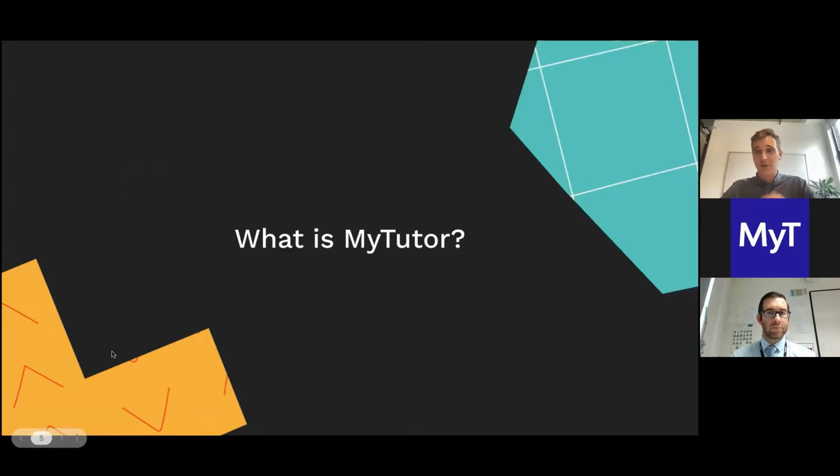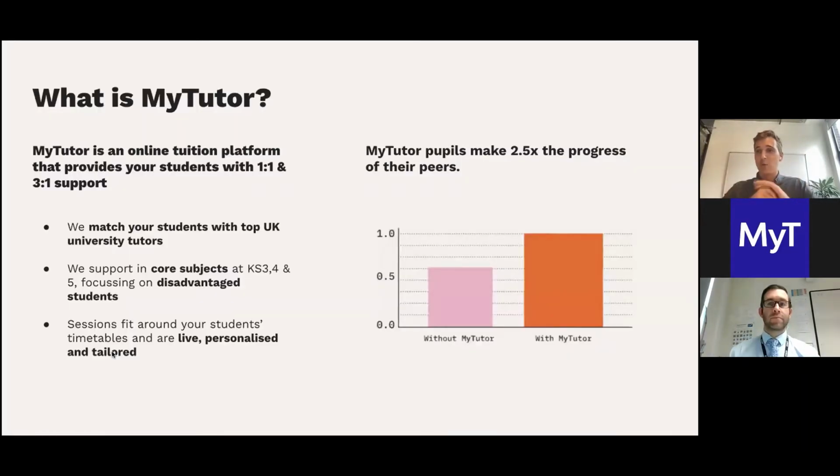In terms of who we are, just very quickly, I know that some of you already partner with us and are looking for a bit of clarity on funding. Some of you might be new to this, but we are an online tuition provider that provides your students with one-to-one and 3-to-1 support. So we match your students with top university students, primarily because they're near peer and a good complement to what goes on in the school day. We focus on core subjects, from Key Stage 3 to 5. So we're a secondary provider primarily, focused on disadvantaged students. That's just been where it's always landed.